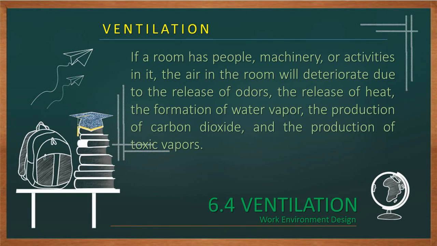If a room has people, machinery, or activities in it, the air in the room will deteriorate due to the release of odors, the release of heat, the formation of water vapor, the production of carbon dioxide, and the production of toxic vapors. Ventilation must be provided to dilute these contaminants, exhaust the stale air, and supply fresh air. To better understand the importance of ventilation, let's watch this short video clip.